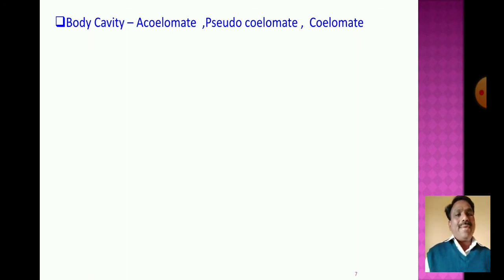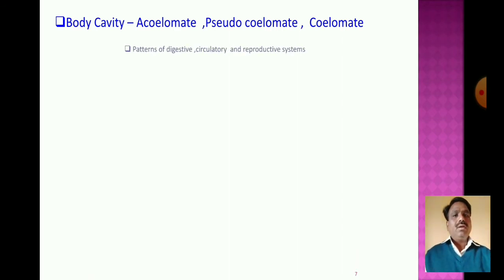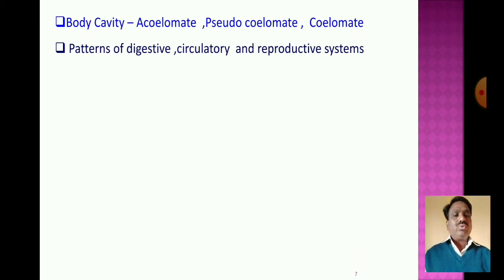Here, in body cavity there are three types: acoelomates, pseudocoelomates, and coelomates. An acoelomate is an animal in which the body cavity is absent. A pseudocoelomate is an animal in which the body cavity is not lined by the mesoderm. A coelomate is an animal in which a true body cavity is present.